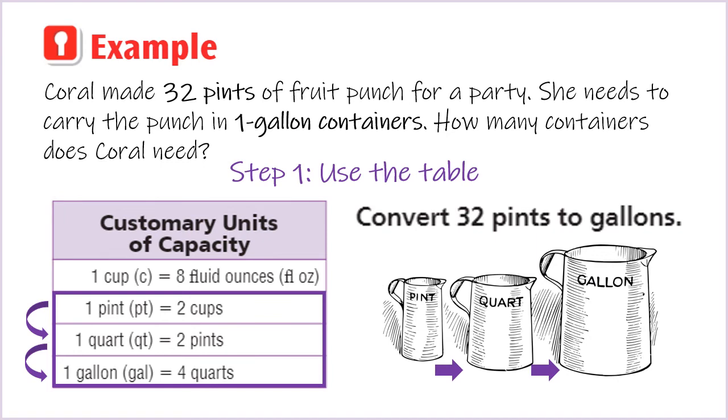All right, here's an example. Let's work through one more problem. Coral made 32 pints of fruit punch for a party. She needs to carry the punch in 1-gallon containers. How many containers does Coral need?